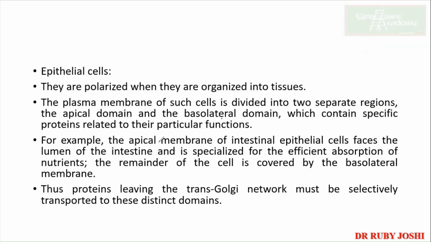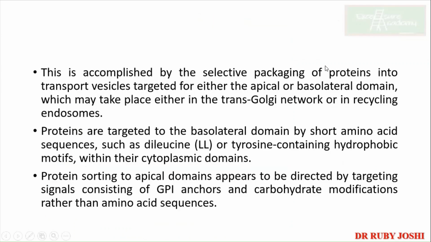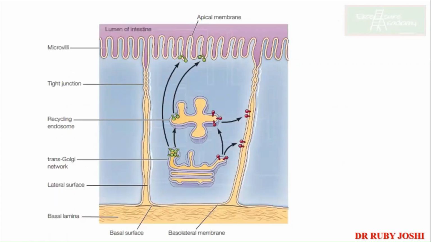For example, the apical membrane of your intestinal epithelial cell faces the lumen of the intestine, which is specialized for the absorption of nutrients, whereas the remainder of the cell is covered by the basolateral membrane. Thus, proteins leaving the trans-Golgi network must be selectively transported to these distant regions. Otherwise, what will happen? Your nutrition will not be absorbed well, and passing into the blood circulation will also not happen well.